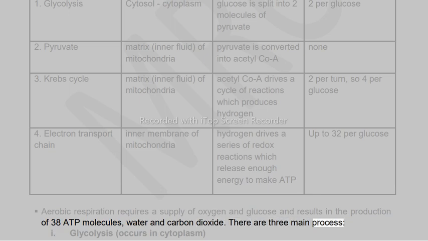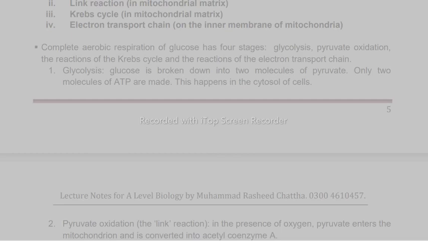There are 3 main processes. 1. Glycolysis occurs in the cytoplasm. 2. Link reaction in the mitochondrial matrix. 3. Krebs cycle in the mitochondrial matrix. 4. Electron transport chain on the inner membrane of mitochondria.